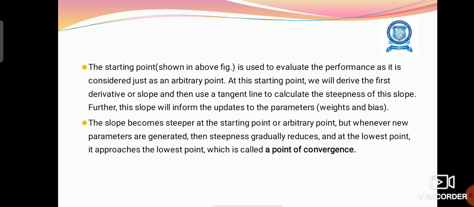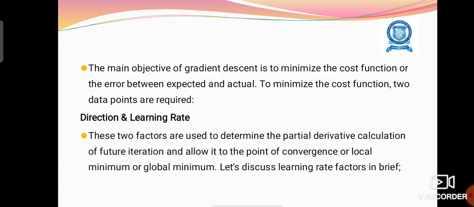The starting point is used to evaluate the performance, as it is considered just an arbitrary point. At this starting point, we derive the first derivative or slope and then use a tangent line to calculate the steepness of the slope. The slope is steeper at the starting point or arbitrary point, but whenever new parameters are generated, the steepness gradually reduces, and it approaches the lowest point, which is called the point of convergence.